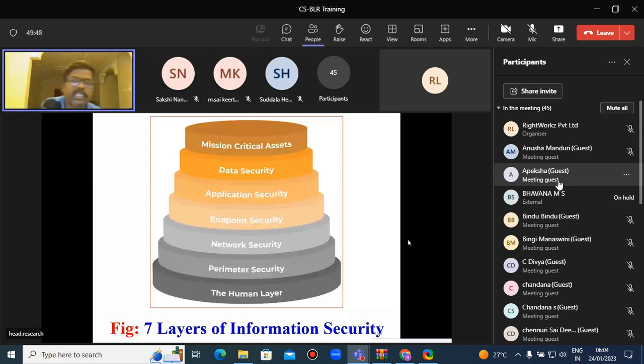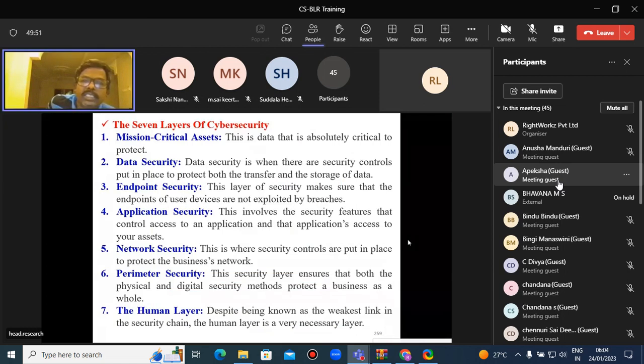See, the first one, mission critical assets. That means this is data that is absolutely critical to protect. For example, DRDO data, ISRO data, etc. Data security: data means raw material, and security means protection of the data. Data security is when security controls are put in place to protect both the transfer and the storage of it. Cloud is nothing but storing a huge volume of data. Endpoint security means this layer makes sure that the endpoints of user devices, like computers or servers, are not exploited by breaches.